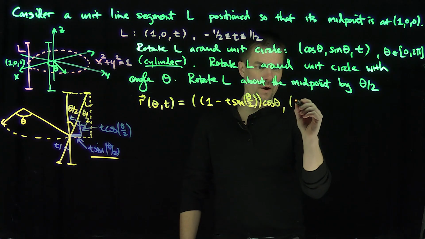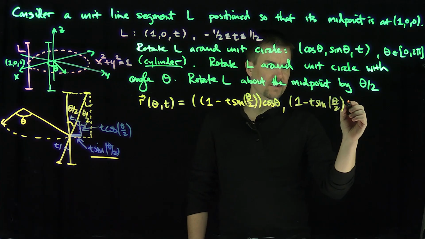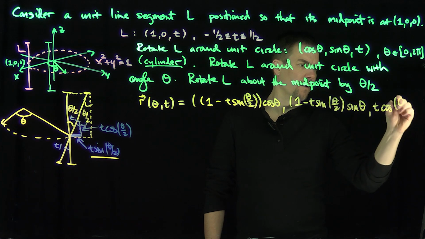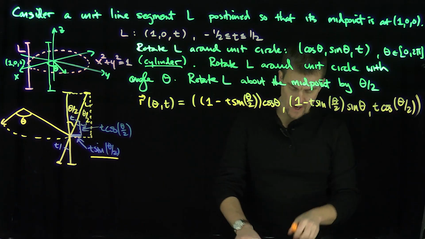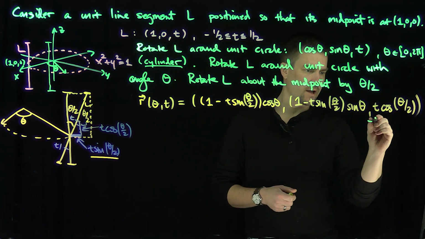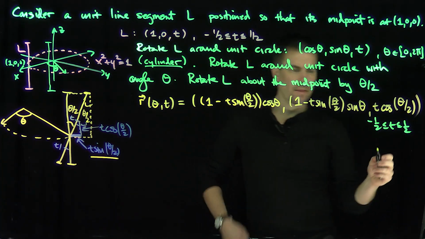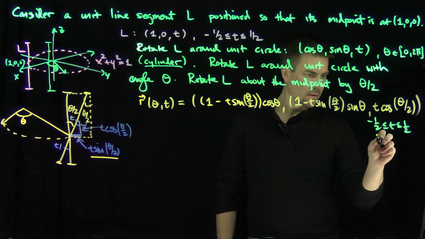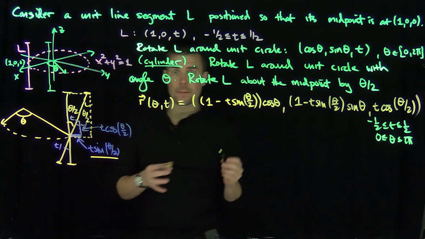And then we're going to have a 1 minus t sine theta over 2, that's hit with a sine of theta. And then finally a t cosine of theta over 2 over here. With this parameterized, of course, t goes between -1/2 and 1/2, so -1/2 less than or equal to t less than or equal to 1/2. And then theta goes between 0 and 2 pi. Great. And so this parameterizes the Mobius strip.